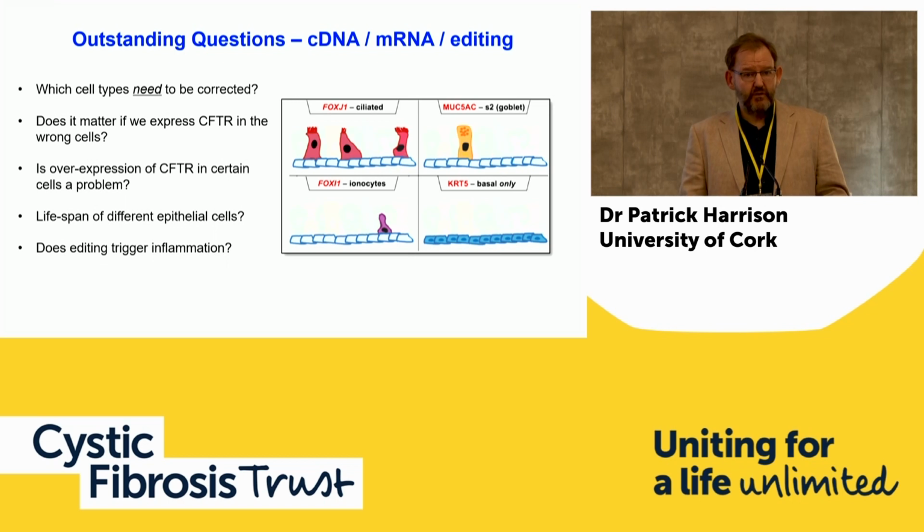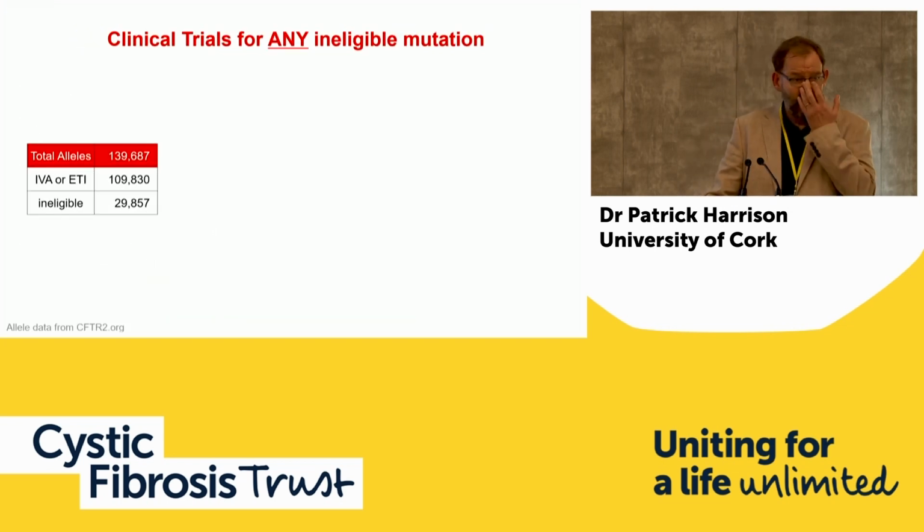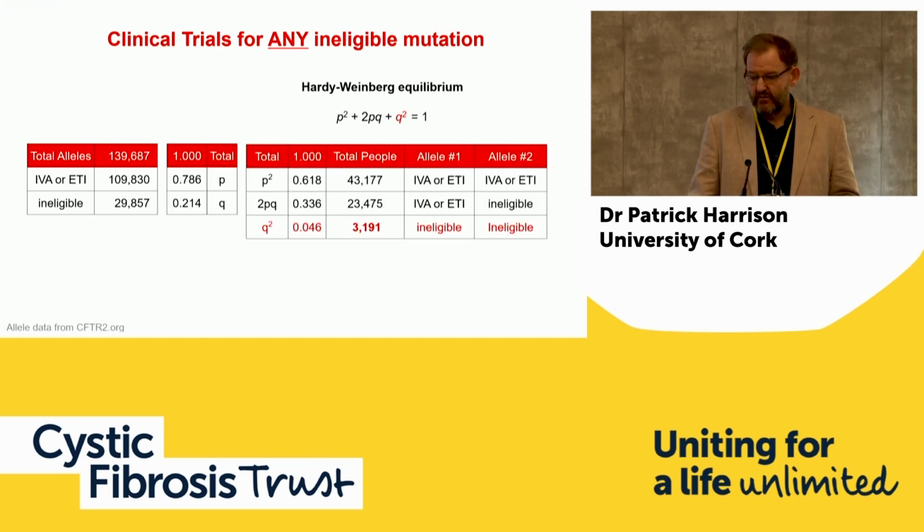There's a lot of questions on this slide, which Lucia, Izzy, and Miriam will answer in about half an hour's time, hopefully. But I just want to finish on this slide. This is just data from CFTR2. 140,000 alleles, about 70,000 people. You can see there's a lot of alleles which don't respond to modulators, but when we do the numbers and put this into people, you can see the numbers are actually very small.